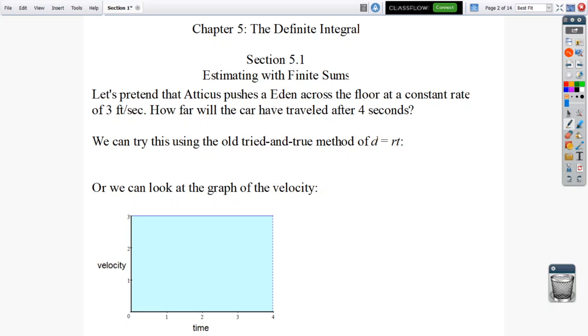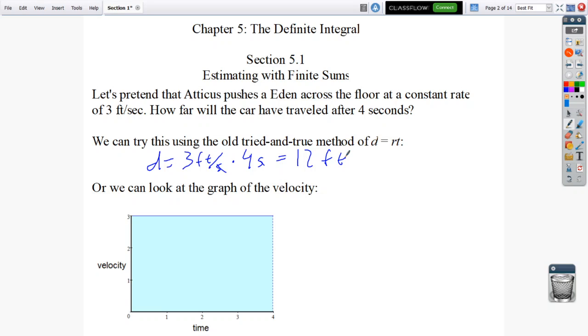So here we have, let's pretend that Atticus pushes an Eden across the floor at a constant rate of 3 feet per second. How far will the car have traveled after 4 seconds? And those of you who have taken physics, or heck, I imagine in Algebra 1, you're still taught this stuff. The old-fashioned dirt formula, D equals RT, the distance equals the rate times the time. So we can actually figure out how far Atticus has pushed that Eden across the floor by just saying the distance is equal to the rate of 3 feet per second times the time of 4 seconds. So we can actually see some dimensional analysis, the seconds drop out, and we're left with 3 feet times 4, which would give us 12 feet.